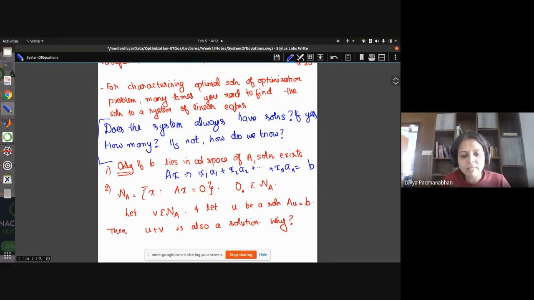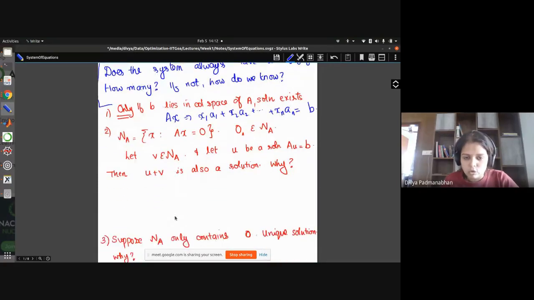Suppose you have some V in the null space, and suppose you somehow manage to find some solution to Ax equals B, and let's call it U. I will come to how you can find this U, but for a minute, assume that you have this solution given to you, and you also have an element from the null space. Now, U plus V is also going to be a solution. Why is that? Can someone tell me why that's the case?